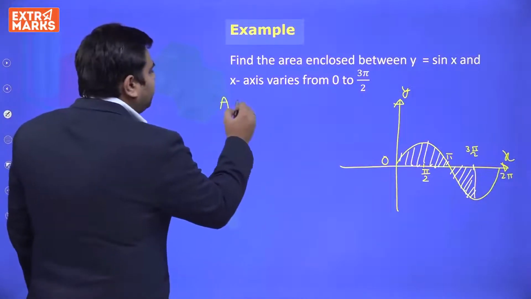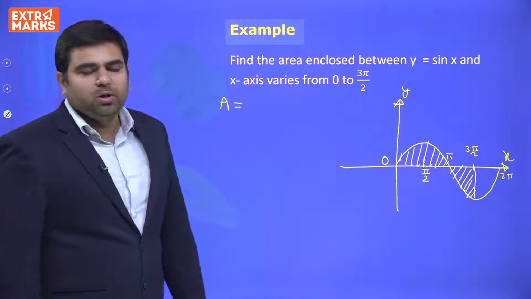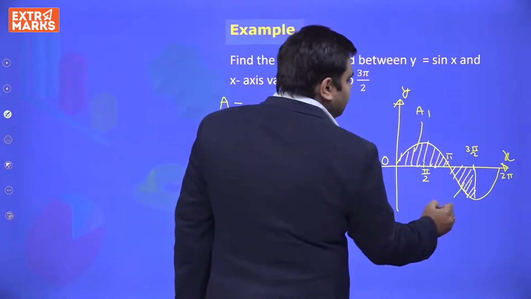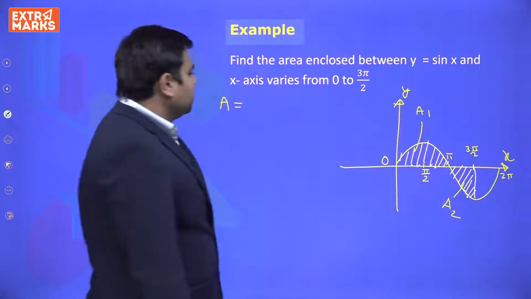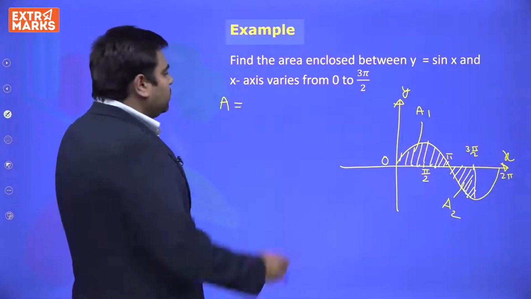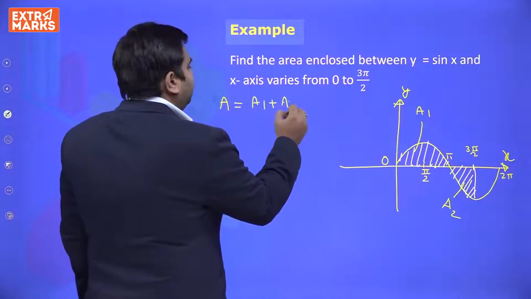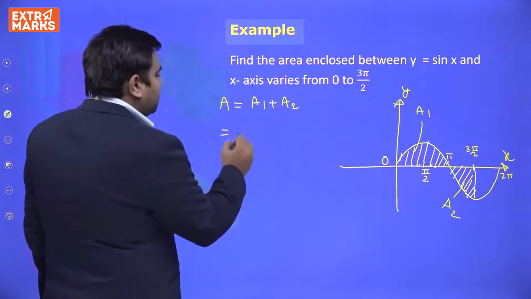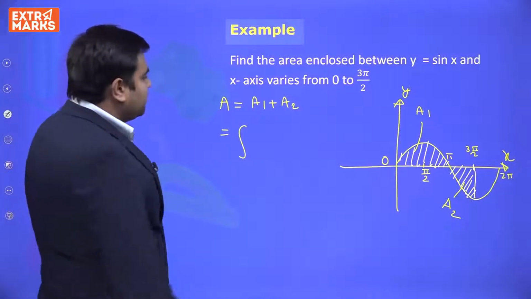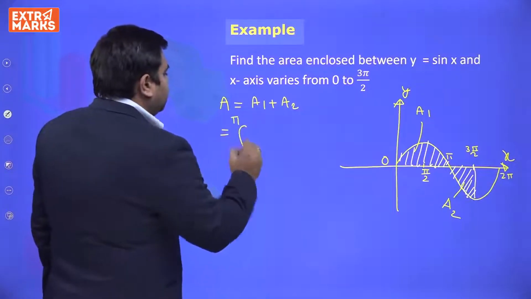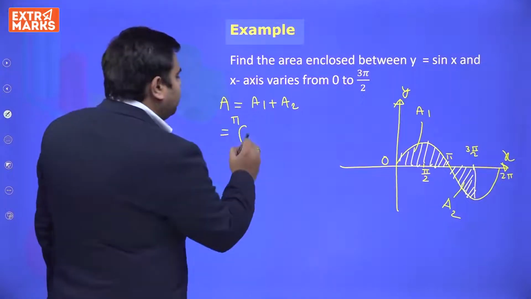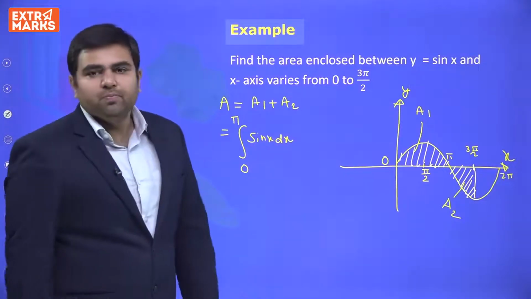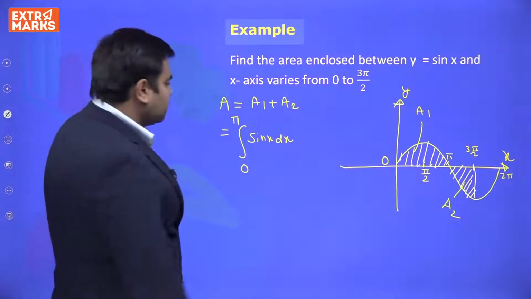So this area will be broken down into two different parts. Let this be A1 and let this be A2, right? So area will be equal to A1 plus A2. What is A1? A1 is the integral from 0 to pi of sin x dx. And then what is A2?